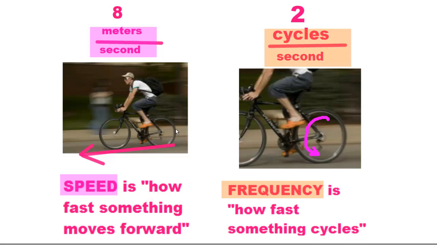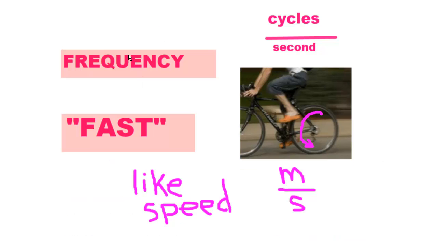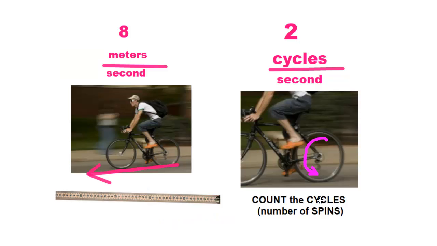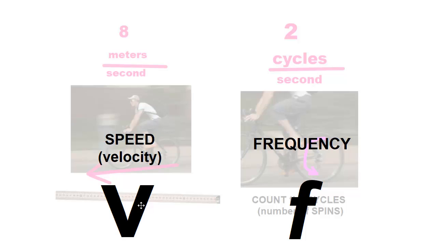Speed is how fast something moves forward in meters per second. And frequency is how fast something cycles or spins or oscillates in cycles per second. Frequency is sort of like fast, like speed. But instead of moving forward, it's how fast something cycles. So it's got similar units, cycles per second. When you compare them, meters per second is measured with a meter stick. That's how fast something moves forward. Cycles per second would be measured by counting the cycles, the number of spins, and measuring the time. So velocity, speed would be V, and frequency would be F.